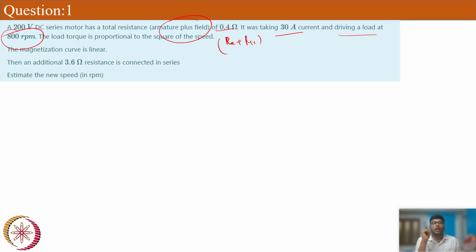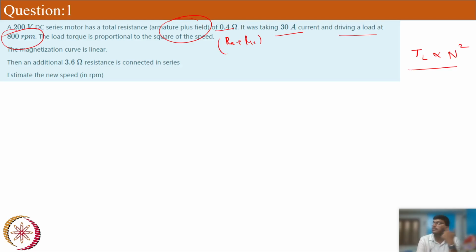Fine. Now extra information which is given: the load torque is proportional to the square of the speed. So the amount of torque which my load will draw is proportional to the square of whatever speed with which my load is driven. This is the relation. There are constant torque loads, there are constant power loads, and this is such a load where my load torque is proportional to n square.